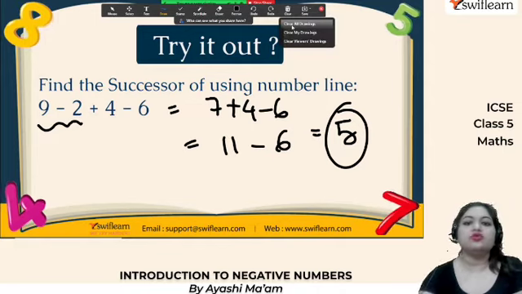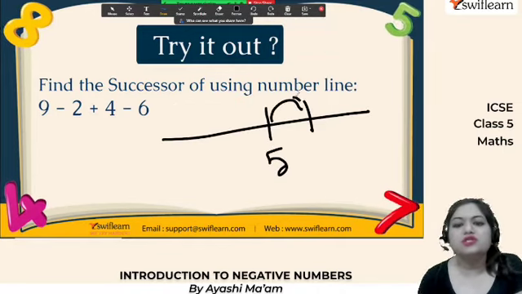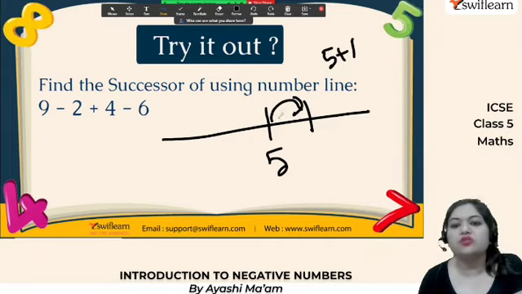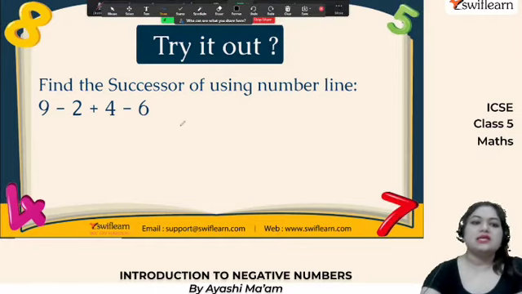So they have asked you to find out the successor of 5. So what you will do? This is 5. Successor will be just what? 5 plus 1. So addition, moving towards right. That means 6. Right? Successor will be 6, like this.